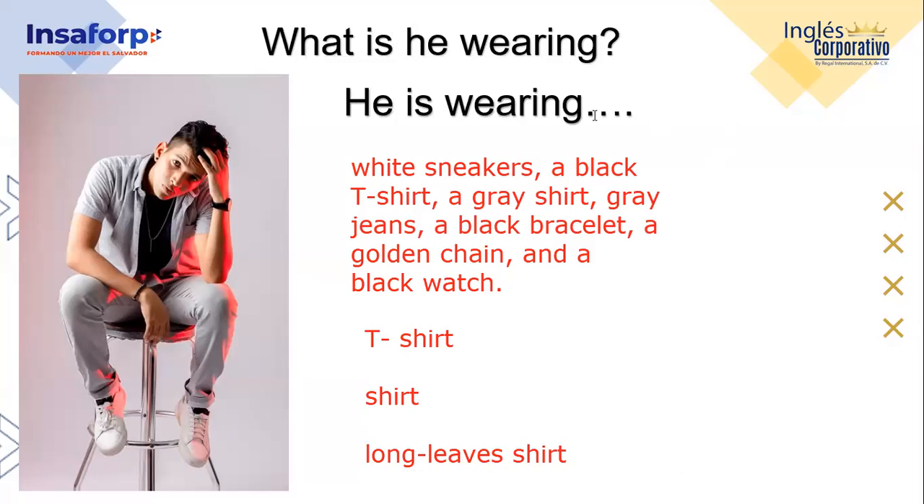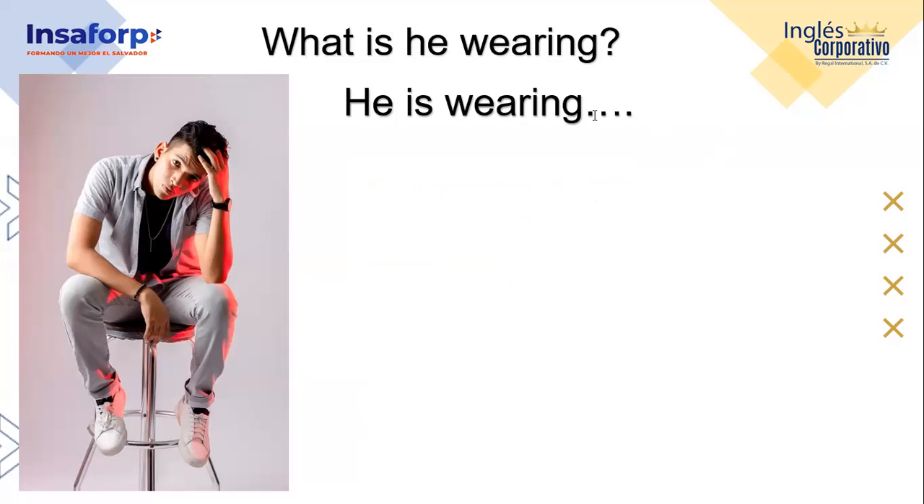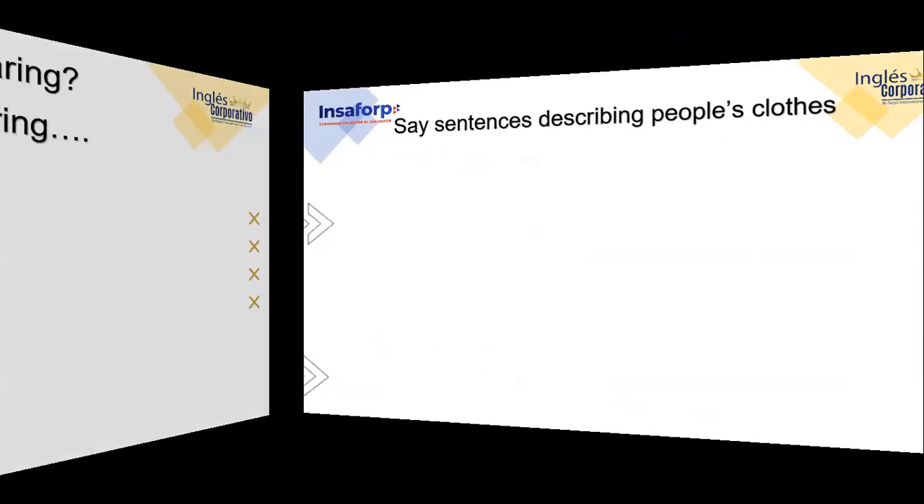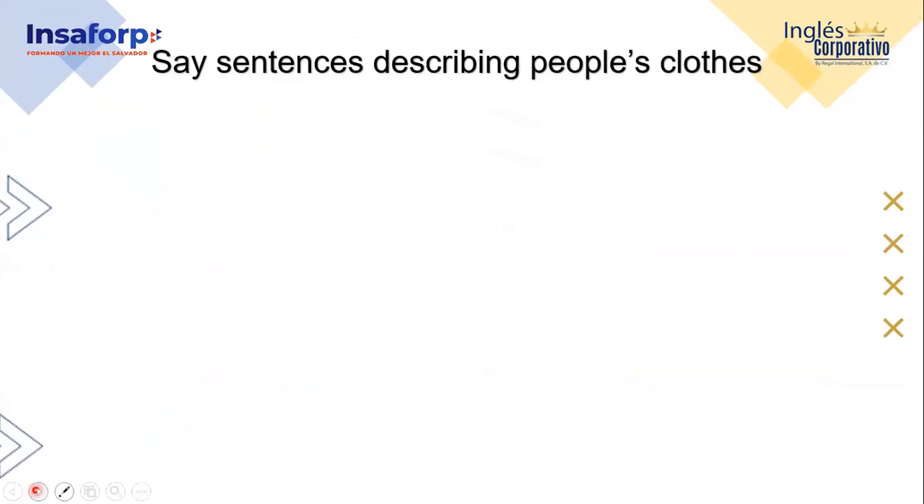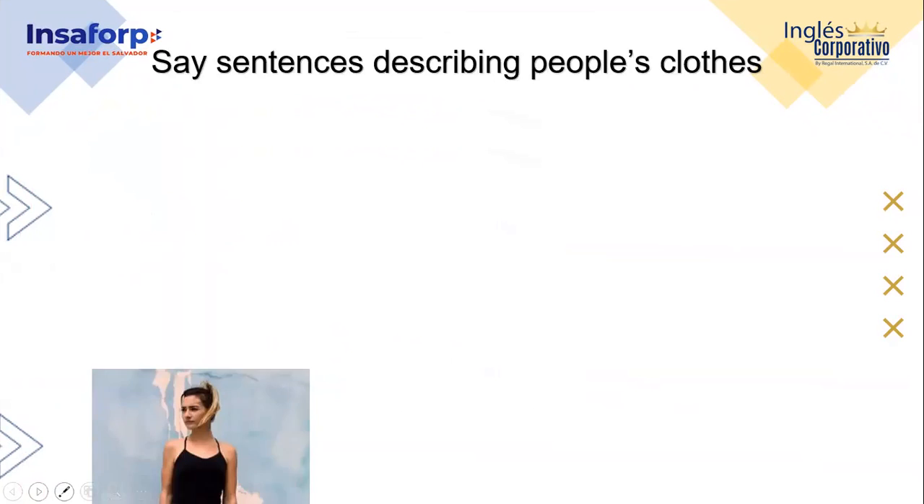Any question? No okay. Let's go with the last exercise. So you have to tell me some sentences. I'm going to show you some pictures. And you are going to tell me what is he or what is she wearing. So let's take a look. We're gonna go to the next thing. Here, say sentences describing people's clothes. Vamos a decir oraciones para describir la ropa que andan puesta o que llevan puesta las siguientes personas.